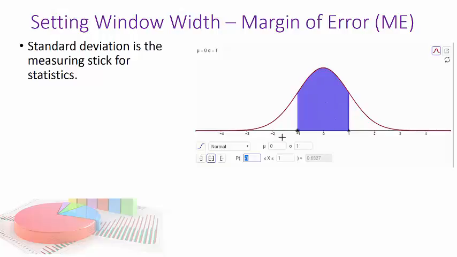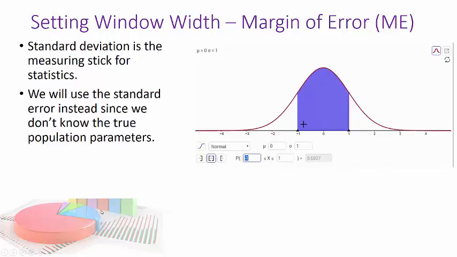Now remember, we don't actually have standard deviations for our data. We have standard error instead because we don't know the true population parameters. However big we want our confidence level, that determines our multiplier, and these are the multipliers right here. However many standard deviations, or standard errors, I should really say, we set for the window, since we're basing our confidence intervals on our statistics instead of the actual population parameters.